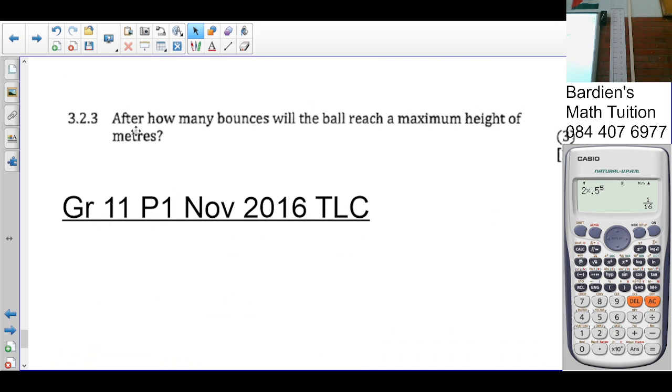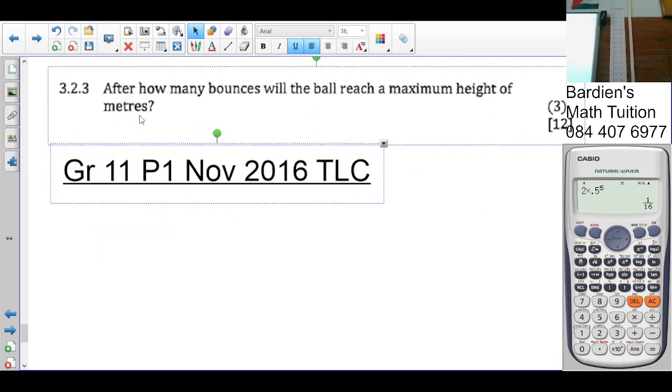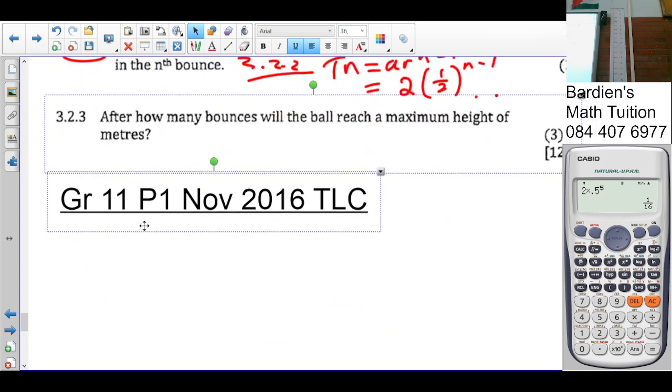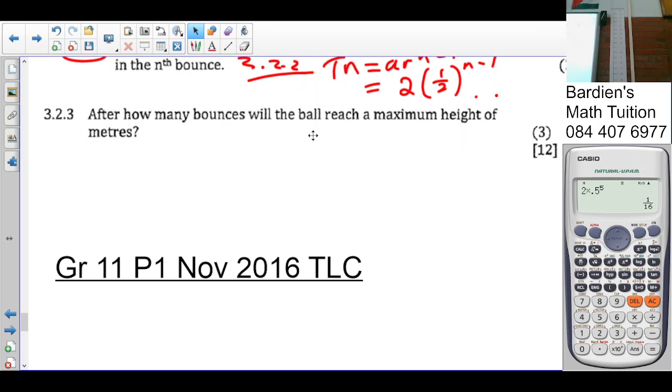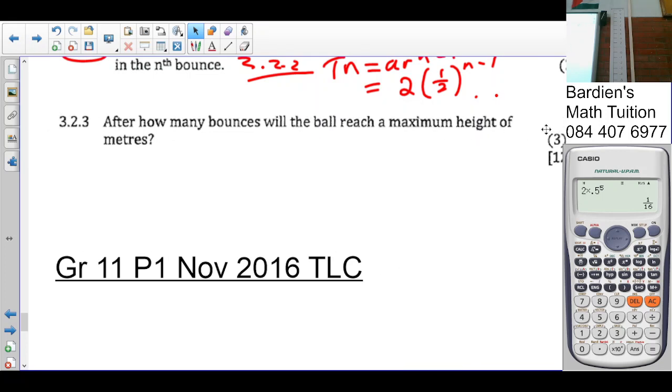Then the question in 3.2.3 says, after how many bounces will the ball reach a maximum height of... Is there nothing here? Sorry, it's cut out. Just go to the memo and see what it was. I think this was somebody's paper that they fixed. So, just check there quickly.